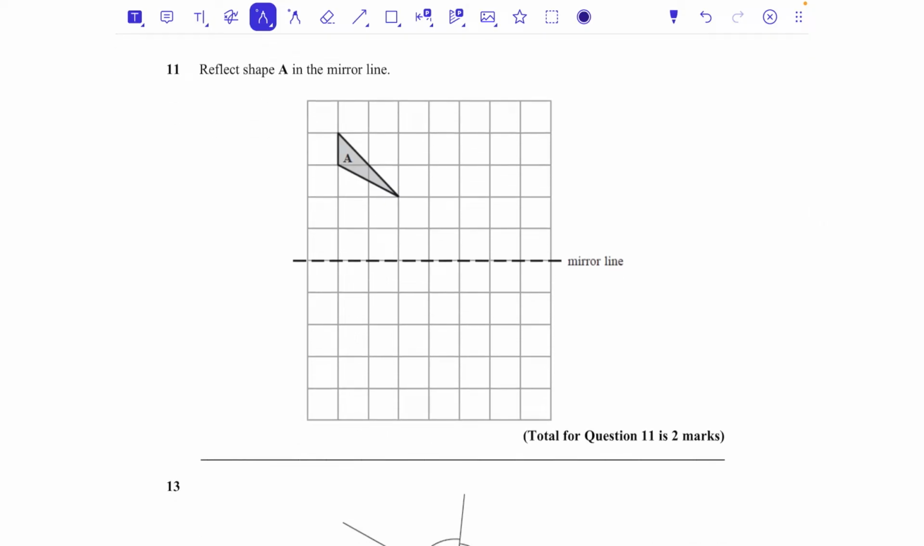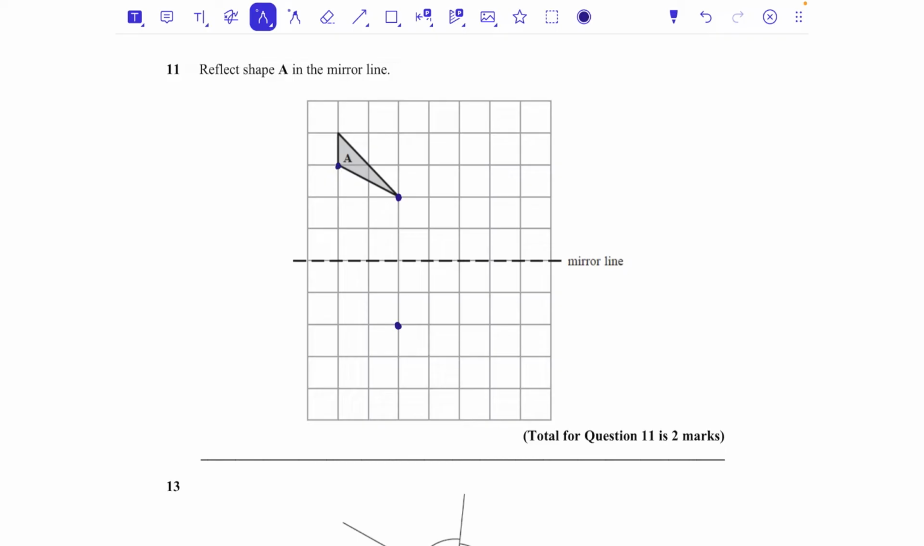So we know that with a reflection, however far away from the mirror line it is on one side, you need to go the same distance on the other side. So this point here is 2 squares from the mirror line. So we need to also go 2 squares, and that first point is going to go there. So there we go, that's our first point there.